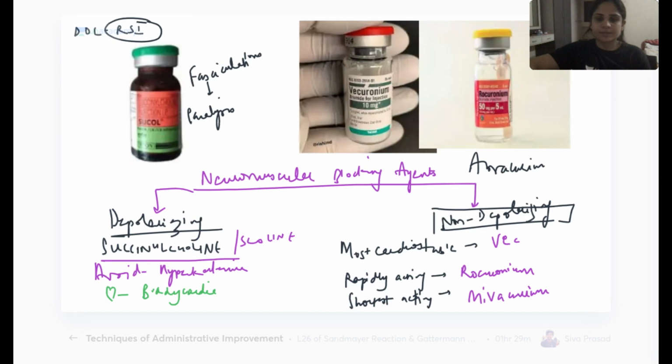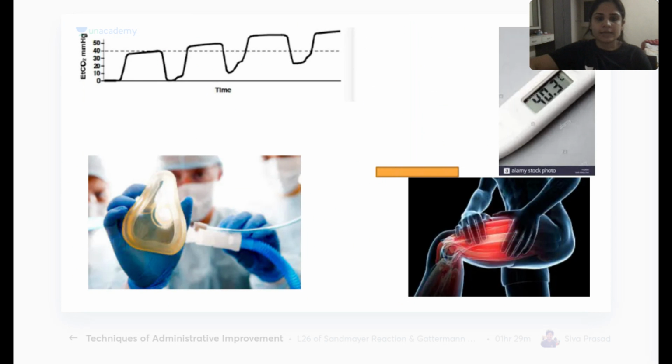Clear? Okay. Now, next, identify this condition. This is the EtCO2 of the patient. This is the temperature of the patient. The patient is also getting muscle rigidity. Muscles have become all rigid, and this has all happened after you gave some inhalational agents to the patient. So what condition are we talking about, and what is the treatment of this condition?